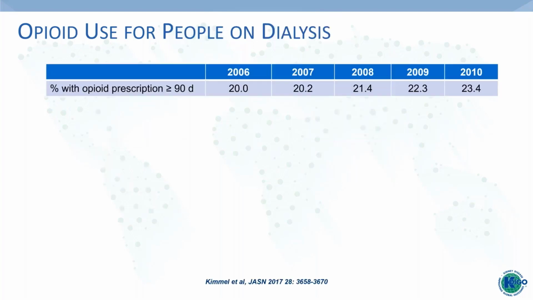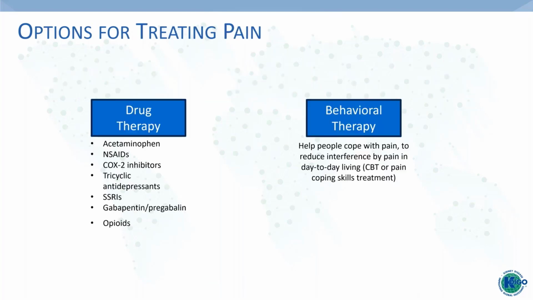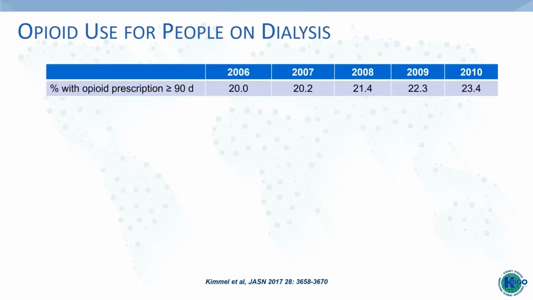Now, there are many problems with opioids, and this is just illustrative. That's data from the United States showing that at least from 2006 through 2010, there was a larger and larger proportion of people that were being prescribed opioids for 90 or more days. And if you look at any opioid prescription, that's almost 2/3 of people on dialysis would get a prescription of opioid in any given year. Now, the proportion of people that get long-term opioids in the United States has gone down somewhat.